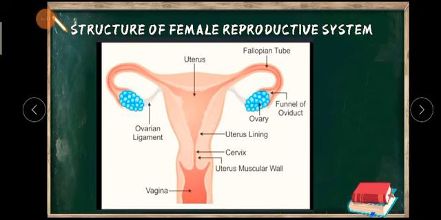Is it clear students? So these are the different parts of the female reproductive system in brief, and this is its structure. A point to be noted here is that the entire female reproductive system is present inside the body of a woman. But in the male reproductive system, some structures are also present outside the abdominal cavity.